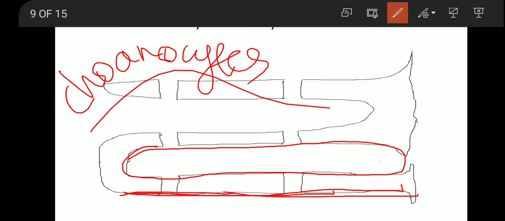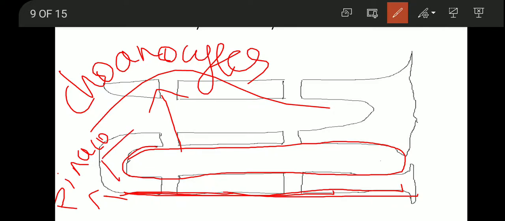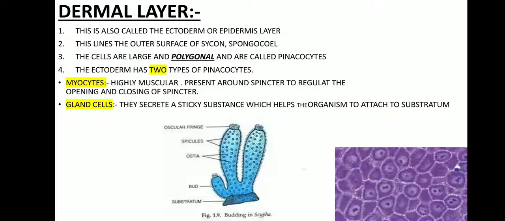Is that clear? The cells of the gastric layer are called choanocytes, and the cells of the epidermal layer are called pinacocytes. There are two types of pinacocytes. They are myocytes for muscular activity, and gland cells for adherence. Adherence means to stick to a substance; we need a sticky fluid, so these gland cells produce that sticky fluid.